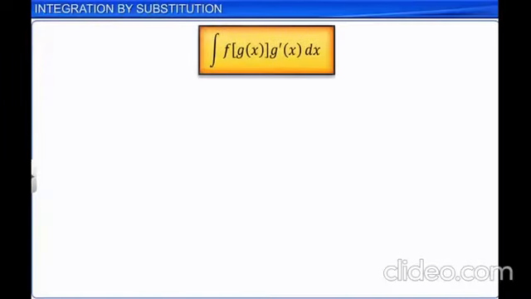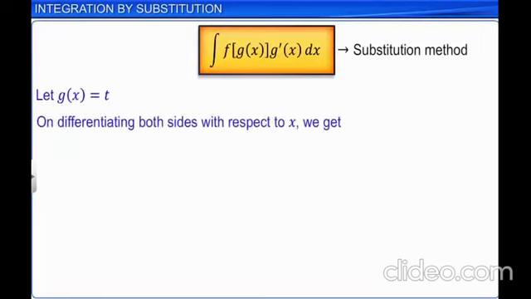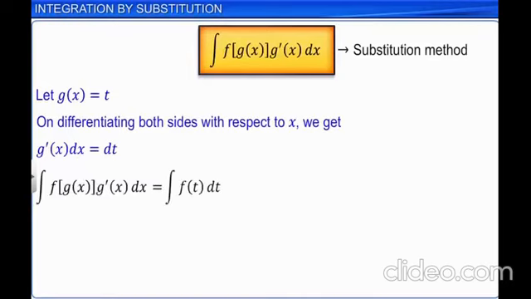While solving integrals, we often come across situations where the integrand is a function of a function. Such integrands can be solved by the substitution method. If we consider g of x as t, then the derivative of g of x with respect to x is equal to dt. So in terms of t, the integral takes the form as shown. After integrating this function, we again substitute the value of t to arrive at the answer.